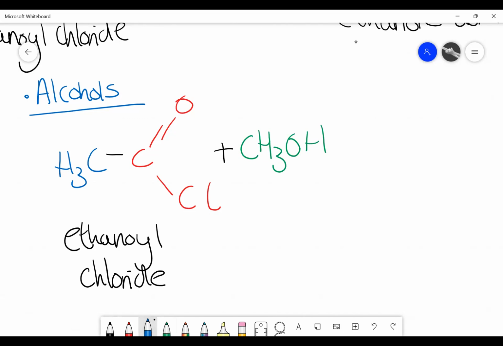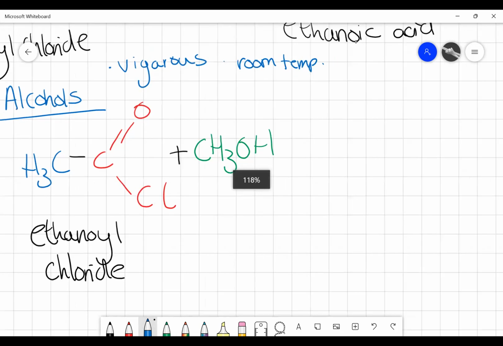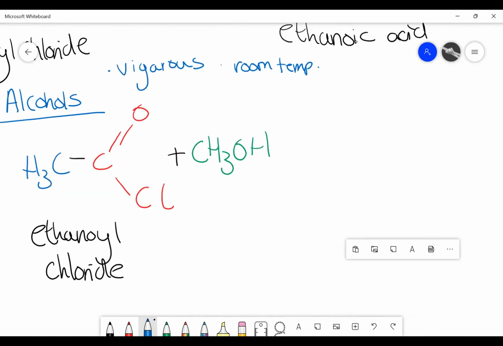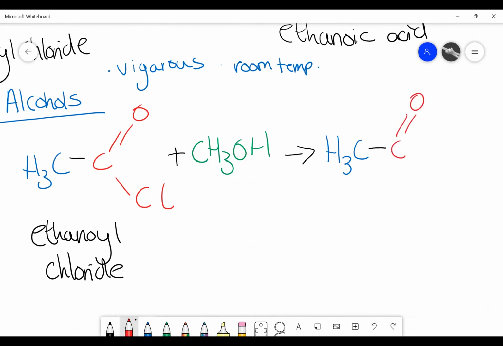Now, again, this one is a vigorous reaction and it's at room temperature. So that's really important to remember. It's at room temperature. And what is produced is an ester. So what happens is, we're going to look at that now, is our ethanoyl chloride. We're going to lose that chlorine again. And what happens when we make this ester is we get methyl ethanoate being formed. So again, we've still got that carbon and the oxygen, that chlorine is lost.